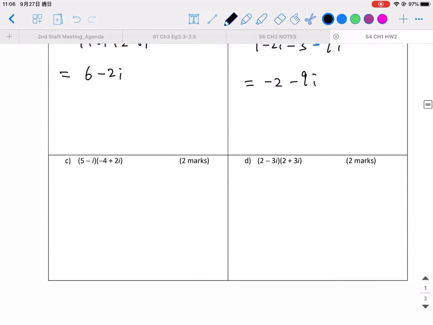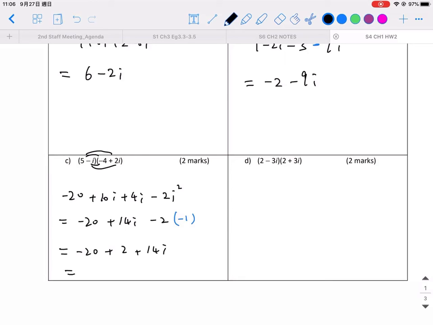And for part C, just multiply together, and you will get -20, and then plus 10i, and plus 4i, and the last one should be -2i squared. For the next step, it is -20 plus 14i, and remember, i squared should be equal to -1, and therefore it will become +2, so -20 plus 2 plus 14i becomes -18 plus 14i.